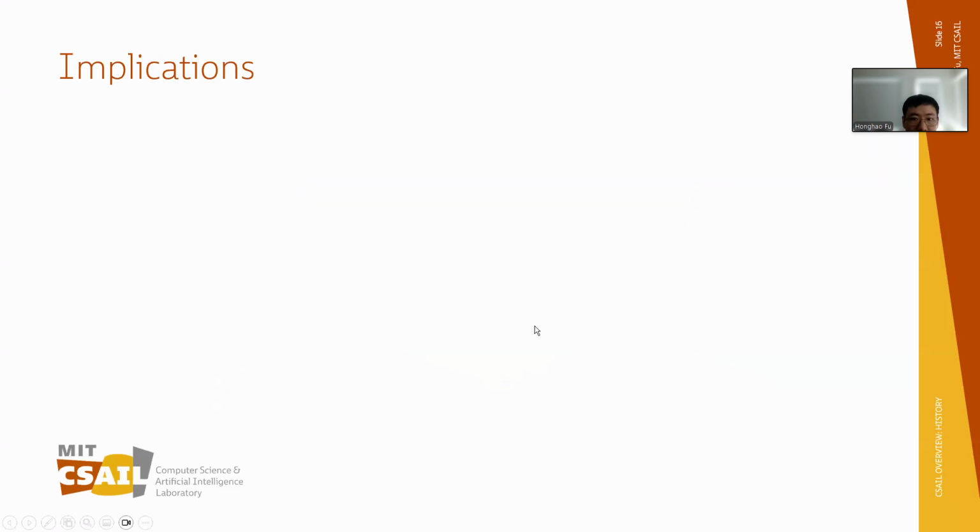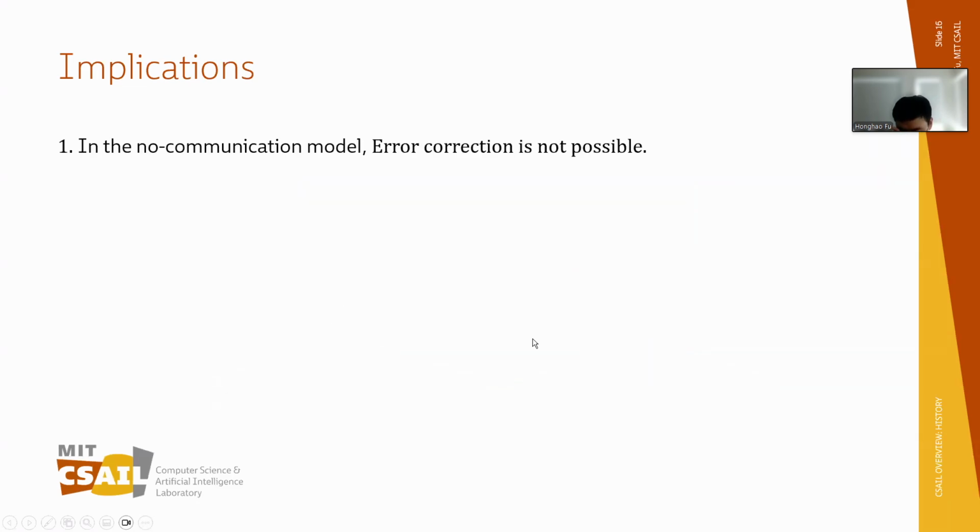And then if we look at theorem 2 and theorem 3, we notice that it means in the no communication model, we cannot do error correction. We cannot correct the depolarizing noise and distill the EPR pair from the noisy EPR pair. Otherwise, if we could do this, then we could recover the full computational power of MIP*.